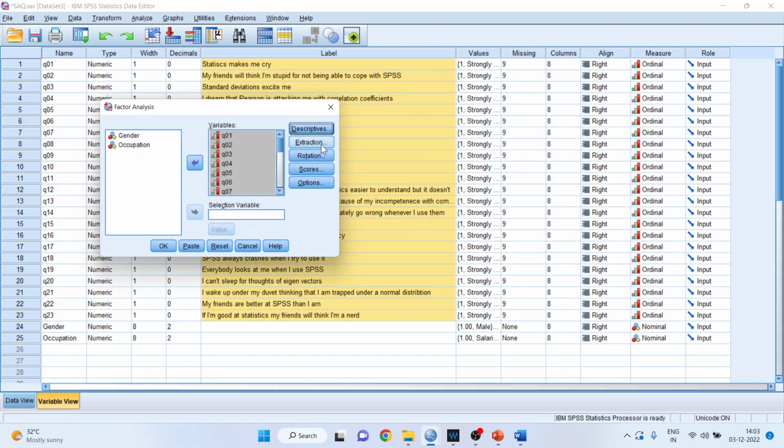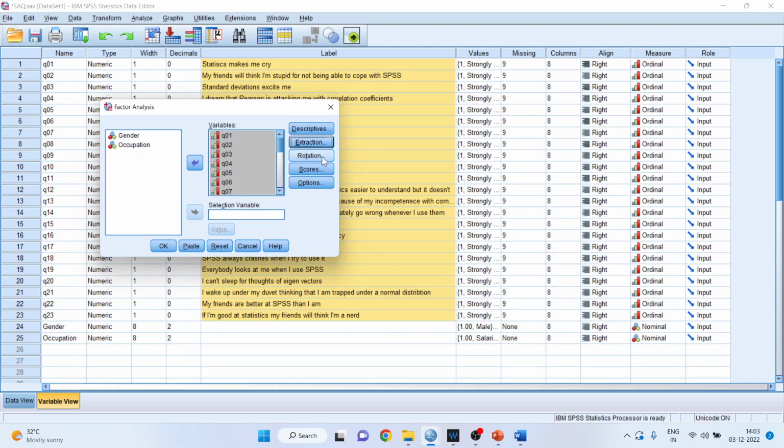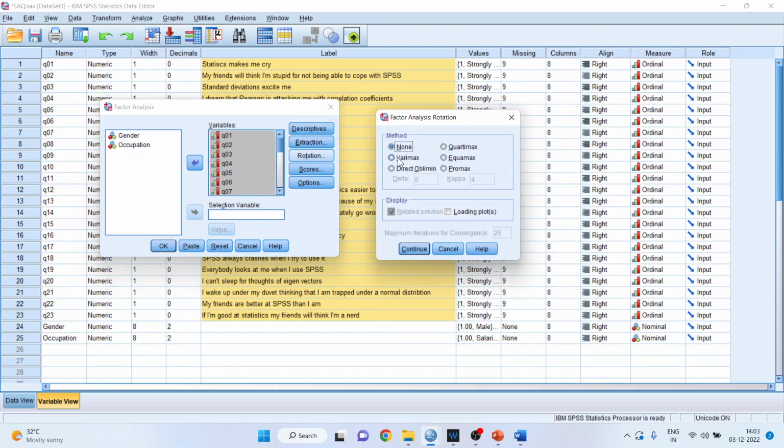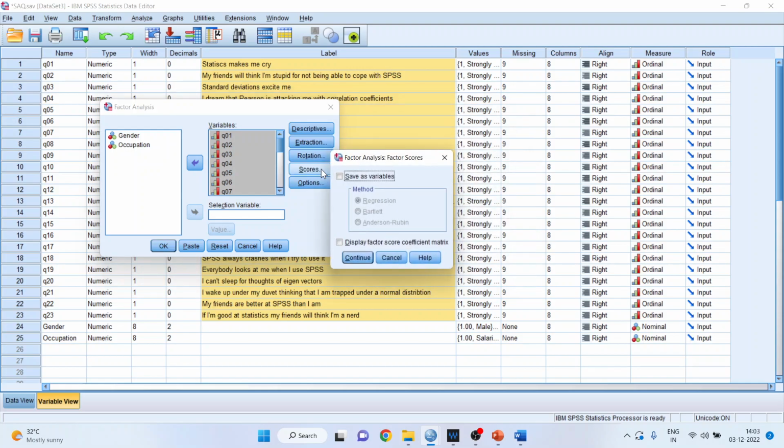Continue. Extraction. Click on scree plot and fixed number of factors. 4 factors are to be extracted. Continue. Click on Rotation. Activate the Varimax rotation. Continue. Click on Scores and save as variables and activate the Anderson-Rubin.